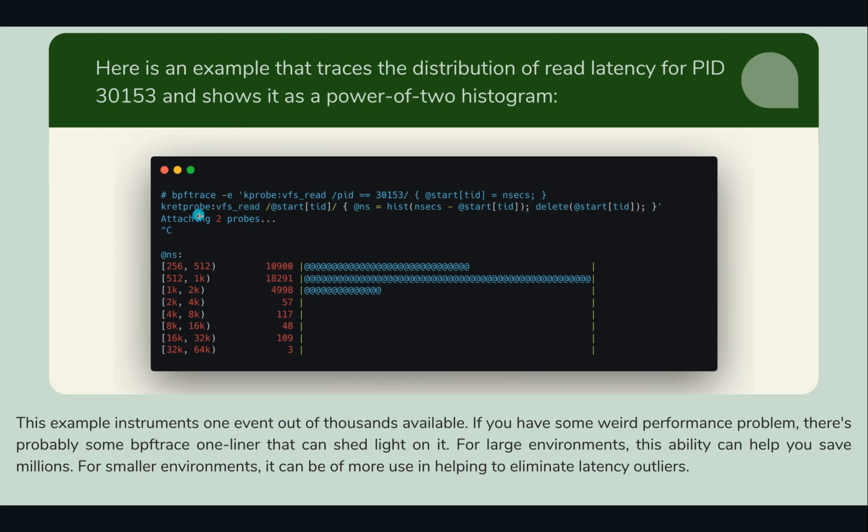A kretprobe is similar to a kprobe, but it is triggered only when the function is returning. The kprobe will be hit when vfs_read is started, and the kretprobe will be hit when that particular function is being returned.